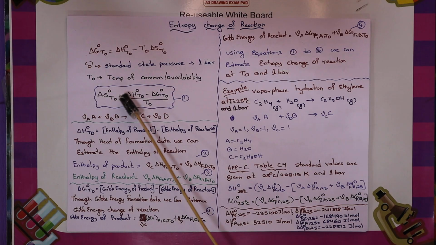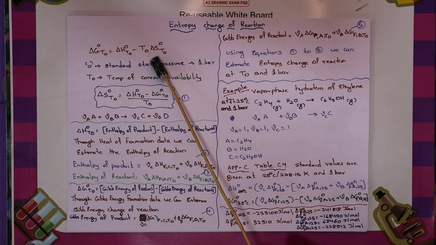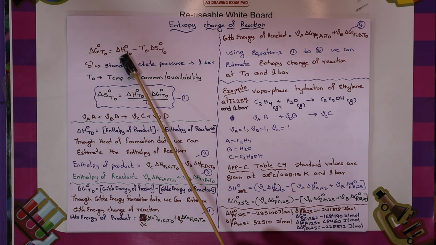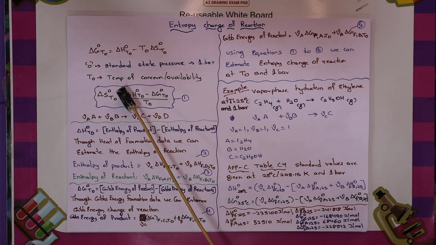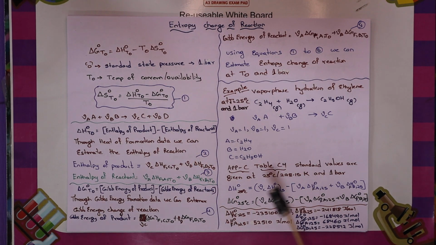The first thing that comes up is that change in Gibbs energy is nothing but change in enthalpy minus T times change in entropy. Okay, this is the basic formula connecting Gibbs energy, enthalpy and entropy. If you interchange, then change in entropy at a certain temperature T0 at the pressure 1 bar equals change in enthalpy minus change in Gibbs energy, divided by T0. Nu A, nu B, nu C, nu D are the stoichiometry coefficients, where A and B are my reactants, C and D are my products.